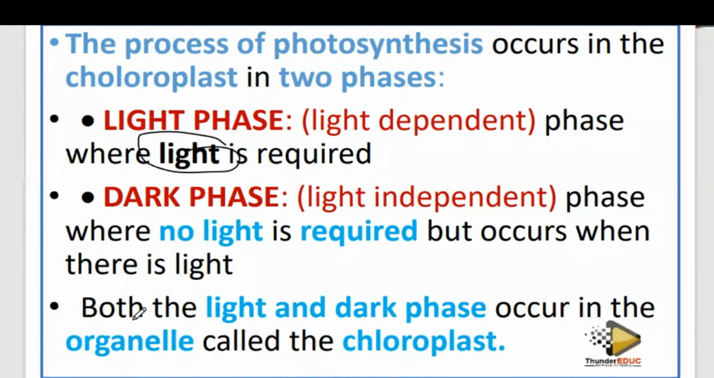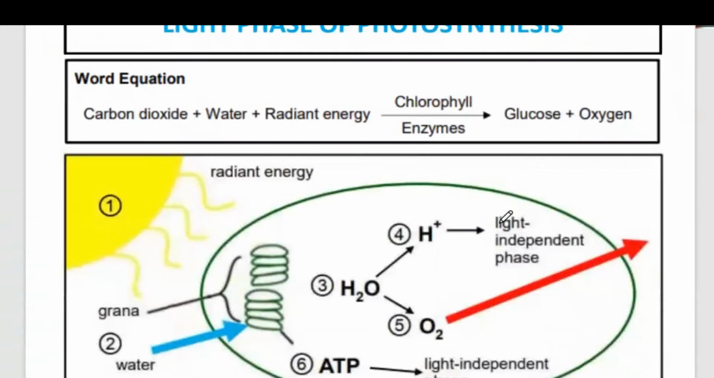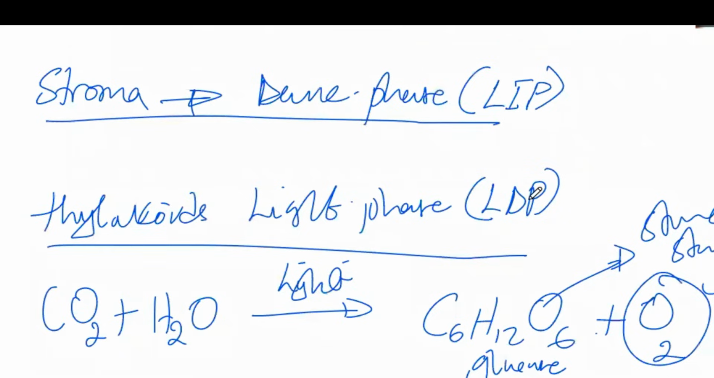So both the light phase and the dark phase occur in the organelle called the chloroplast. So if they ask you where photosynthesis takes place, it takes place in the chloroplast. Where exactly? That's where we're going to look at where the light phase occurs and where the dark phase occurs. We say that the light phase occurs in the thylakoid, while the dark phase occurs in the stroma.